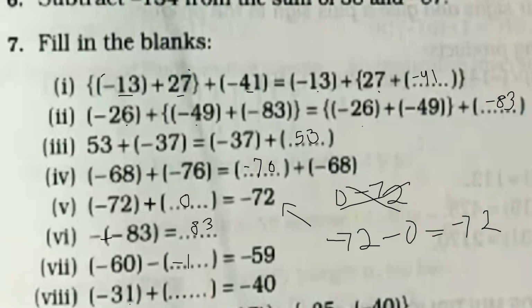Now minus 31 plus what? Minus 31 plus 9 will give you minus what? Sorry, it will be minus 9, because then plus minus will convert it into minus, then you can add this, then you will get minus 40.